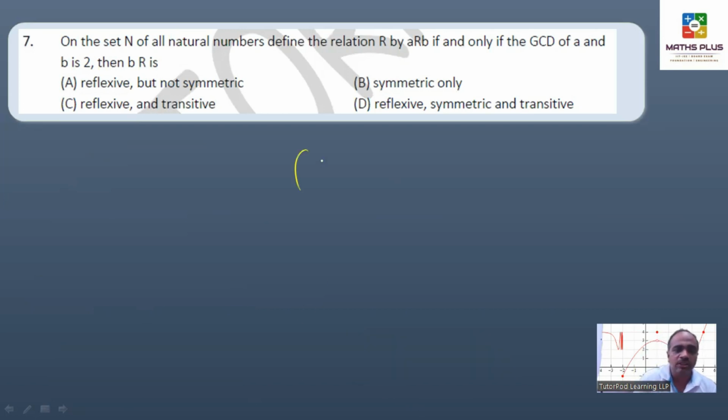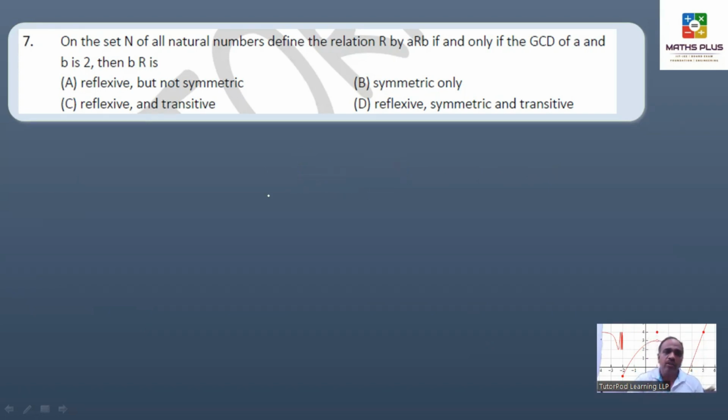Now, for example, what is the GCD of 9 and 30? Which is the highest number that divides both 9 and 30? It's obviously 3, right? So this is not included in our relation because our relation is defined as the GCD being 2, but here I'm getting GCD as 3. So 9 is not related to 30 according to this problem.